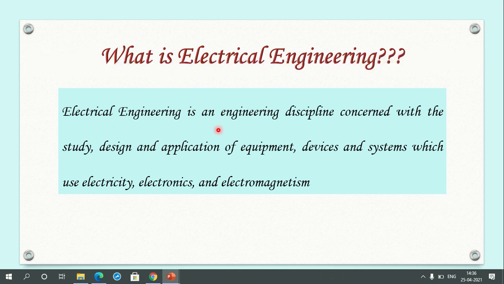Electrical engineering is an engineering discipline concerned with the study, design and application of equipments, devices and systems which use electricity, electronics and electromagnetism. So electrical engineering is simply a branch of engineering in which one has to study and design various equipments and devices that use electricity, electronics and electromagnetism.